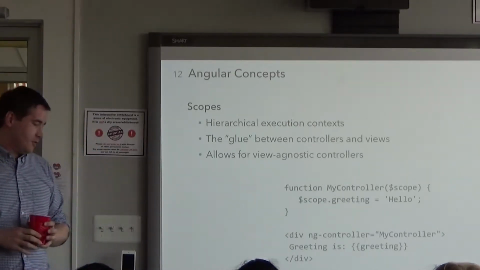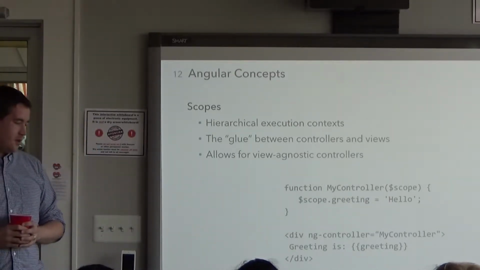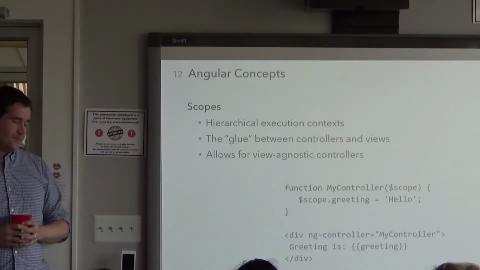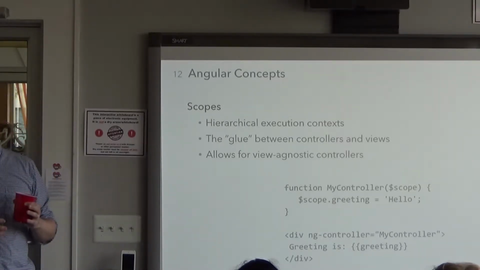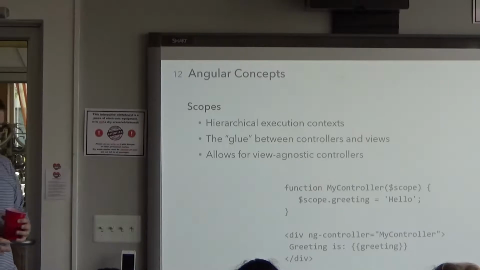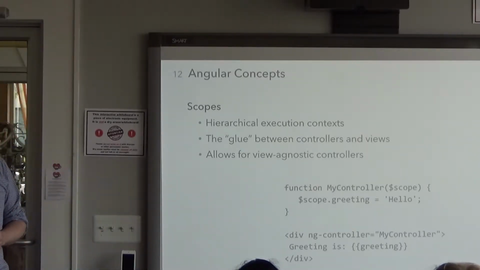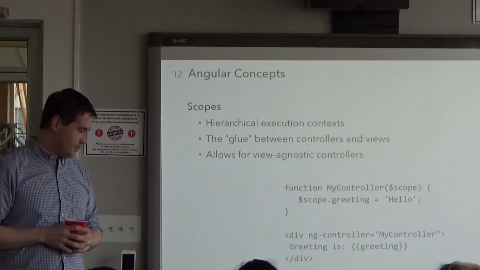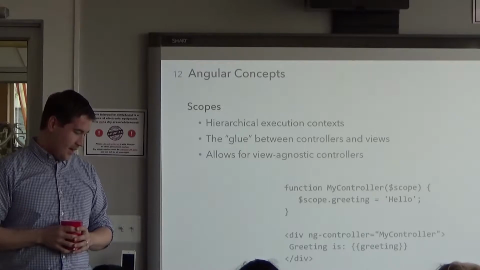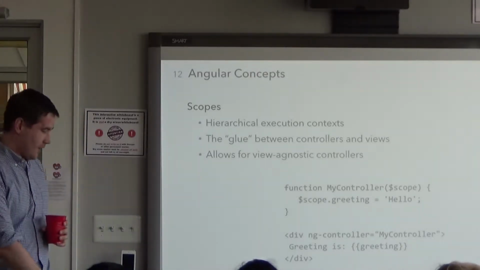Scopes is a big one. Angular heavily uses parent and child scopes. These are kind of how they decouple the controllers from the views. So controllers don't know about views, which is great because it makes them testable and clean and that sort of thing. So the way you communicate with your view is to add or remove stuff from the scope. And you'll see that used pretty heavily.